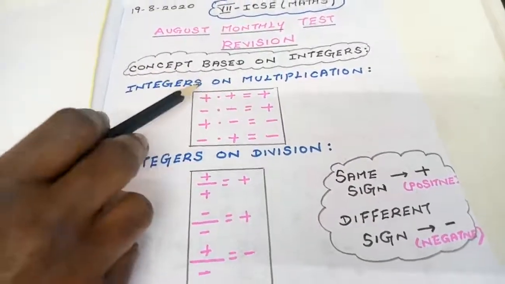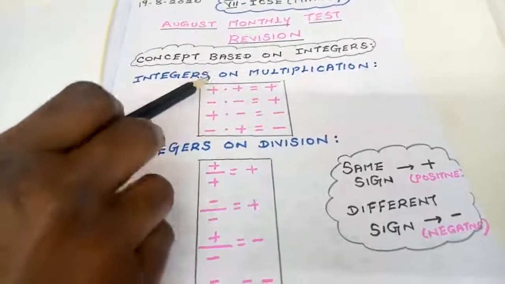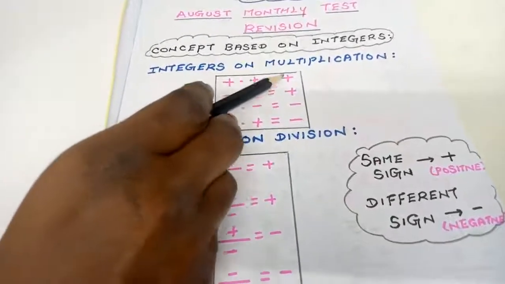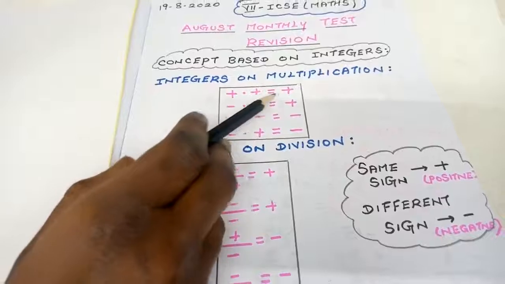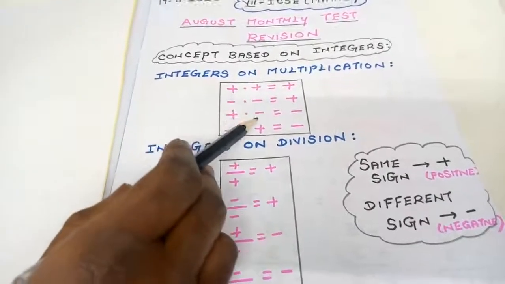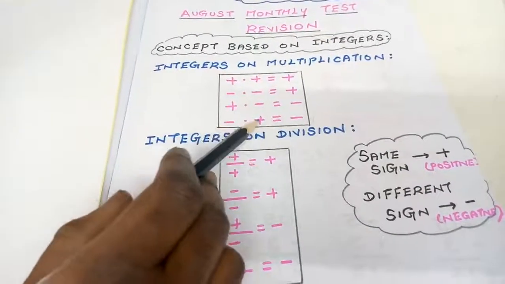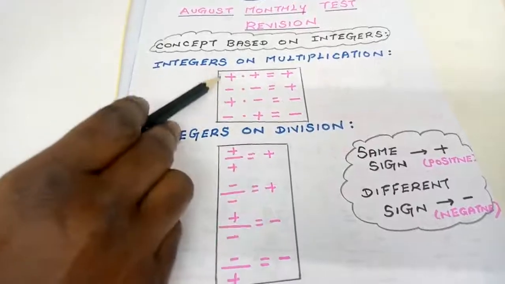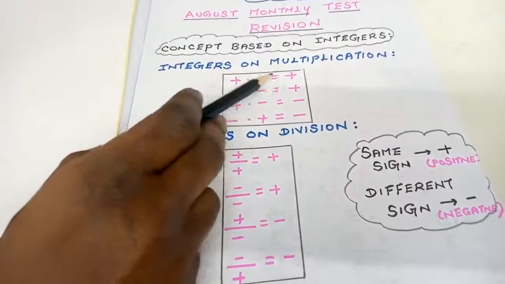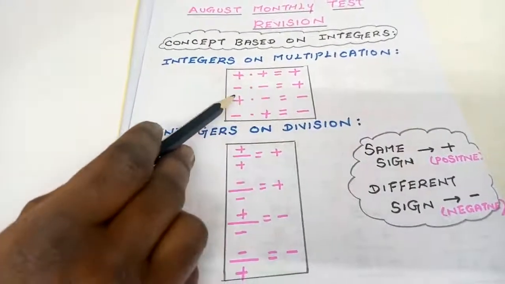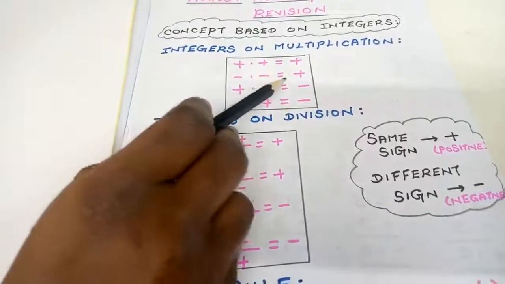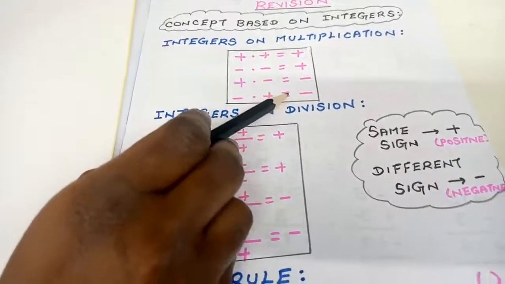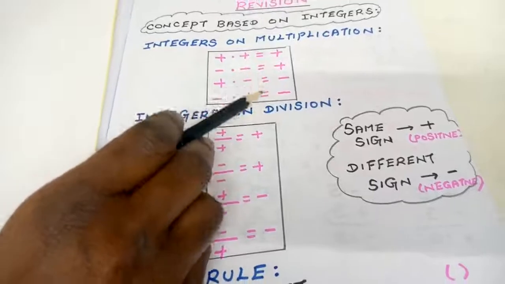So this is the formula. Plus into plus is plus, minus into minus is plus, plus into minus is minus, minus into plus is minus. If both the signs are the same, you will be getting positive. If the signs are different, you will be getting the value as negative. This is the meaning for this particular question.